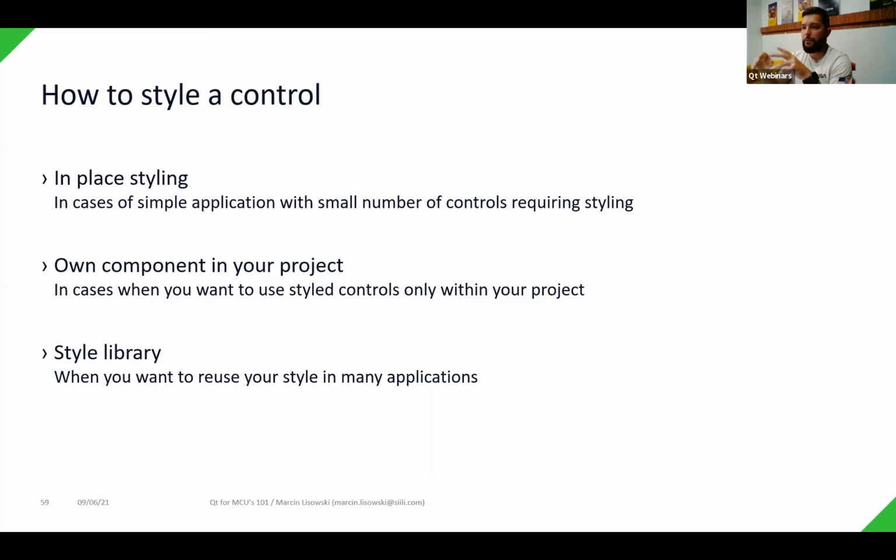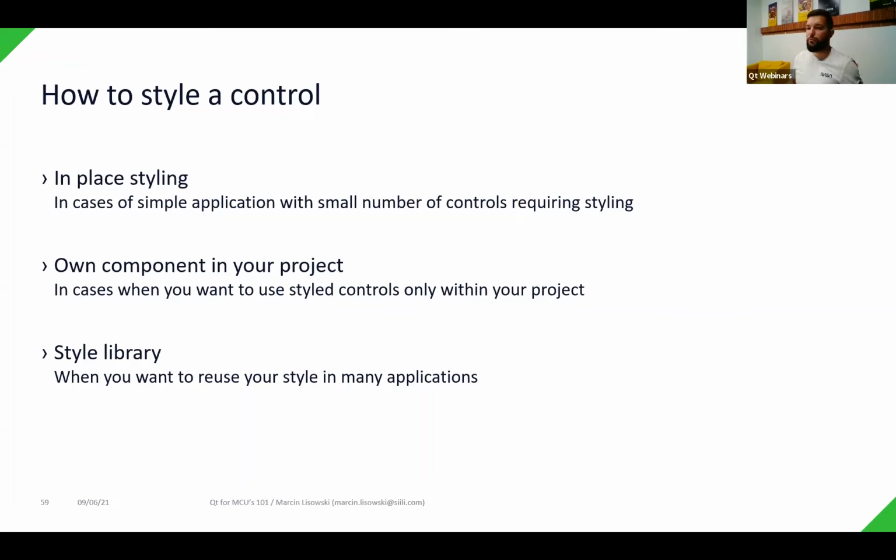And then the second option is to define your own component in your project. So generally speaking, it's just defining a separate QML file that will hold your style and will encapsulate your control with your custom style in the separate file. Then you can reference that file as a separate component in other QML files, and this way you will share your style across different parts of your app.